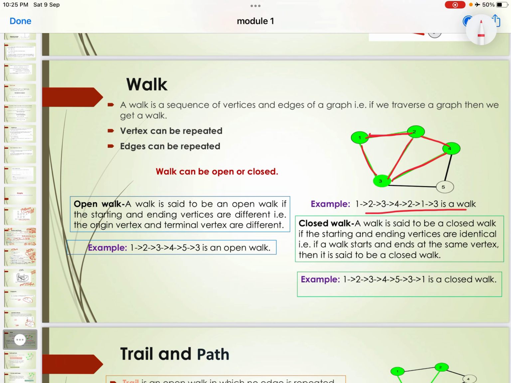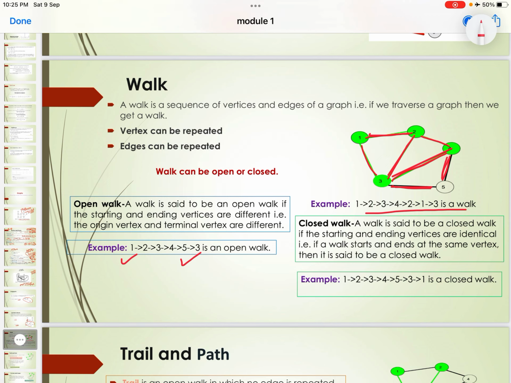Open walk. A walk is said to be open walk if the starting and the ending vertices are different. That is, the origin vertex and the terminal vertex are different. So 1, 2, 3. Then you're going to 4. Then you're going to 5. Then you're going to 3. So you have 1 and 3. That is, the starting and ending vertex are different.